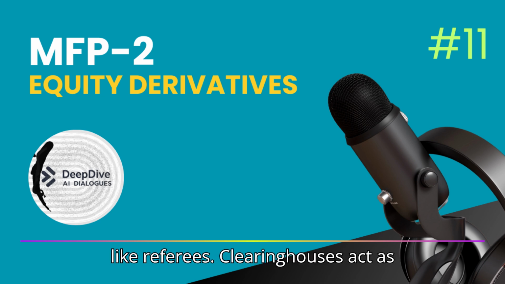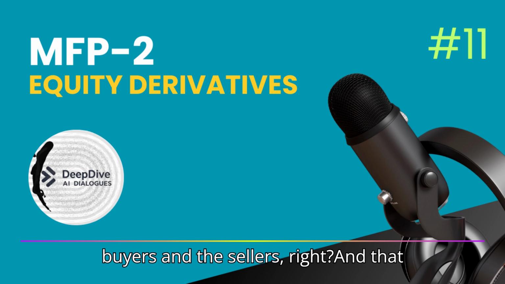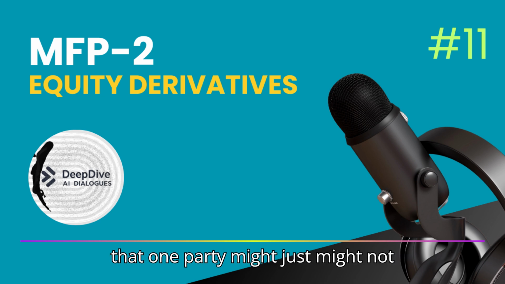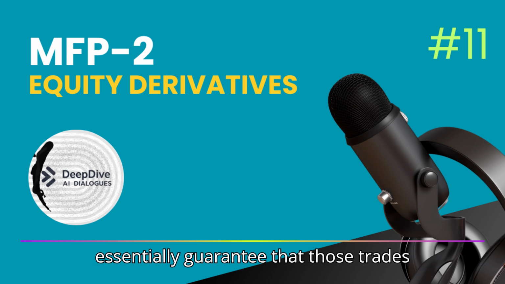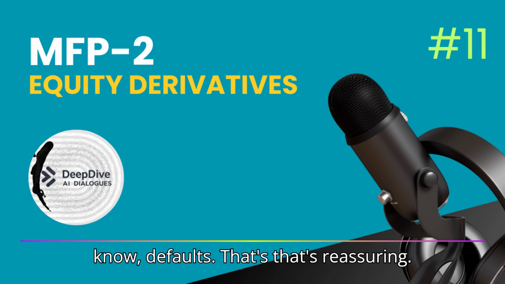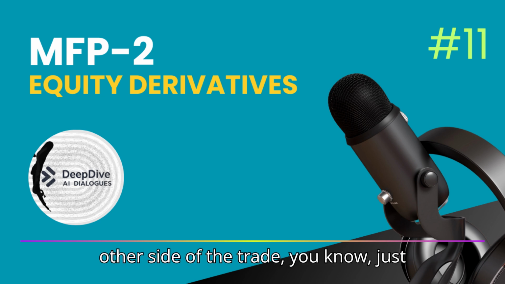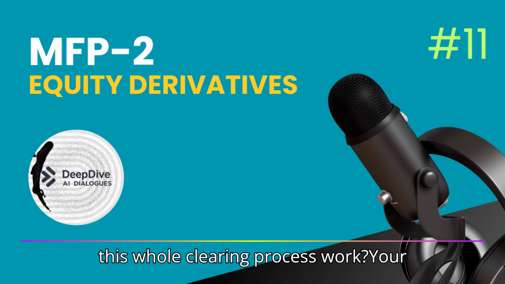Clearinghouses act as intermediaries between the buyers and the sellers, right? And that really helps to mitigate counterparty risk. Right. The risk that one party might not fulfill their obligations. Right. So they essentially guarantee that those trades will be settled, even if one party defaults. That's reassuring, so I don't have to worry about the other side of the trade just disappearing with my money. But how does this whole clearing process work?